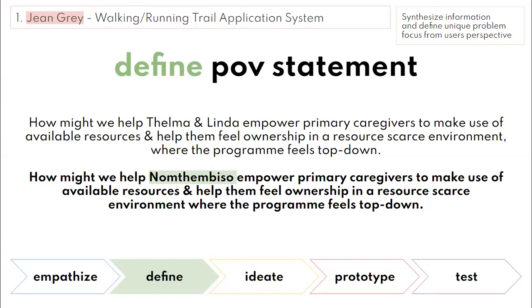So it's how might we help Nontembiso empower primary care workers, caregivers, to make use of available resources and help them feel ownership in a resource-scarce environment where the program feels top-down. Now, even though in the text we just see a different name, Nontembiso was the one that spoke about the reward system. And by focusing on Nontembiso, their final goal was an introduction and amplification of that reward system as a part of the final product.